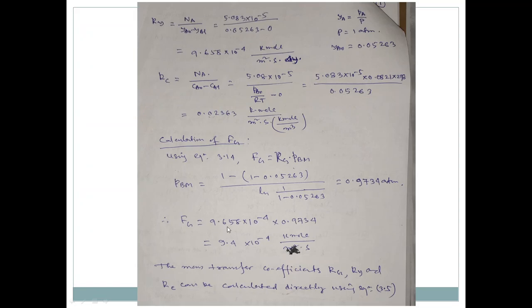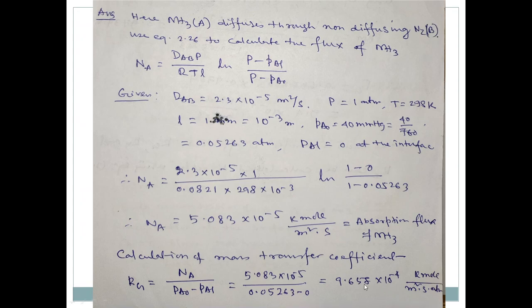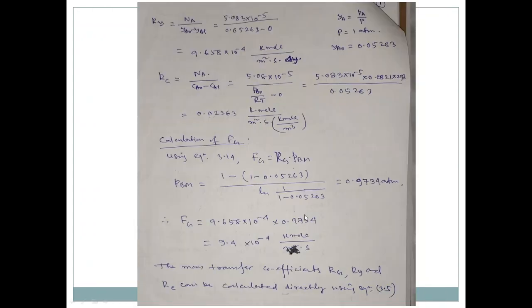So Fg equal to this, whatever this factor is, Kg we have calculated, divided by this. Then it will be kilomole per meter square. Atmosphere we have calculated, so then you know that unit will go. This will not be there. So mass transfer coefficient Kg, Ky, Kc, I will calculate it this way, but you can calculate it the other way also.